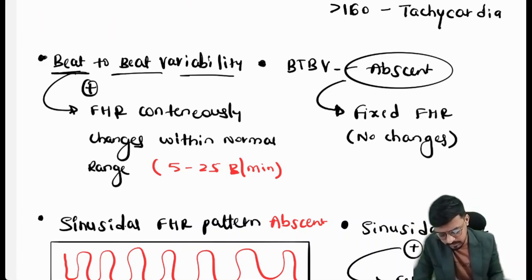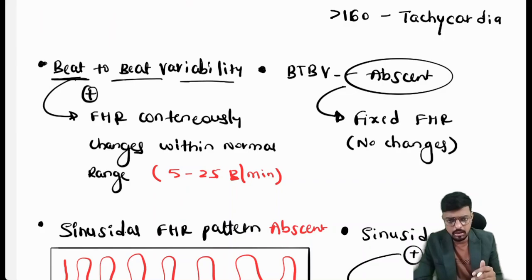So what is the beat to beat variability? A heart rate should vary from one beat to another beat. That is what we call the beat to beat variability. The fetal heart rate should be continuously changing. It should not be stagnant. If it is continuously 125, continuously 130, it's not a good sign.